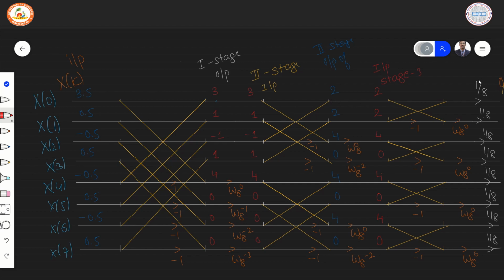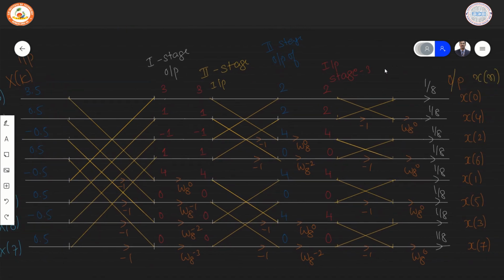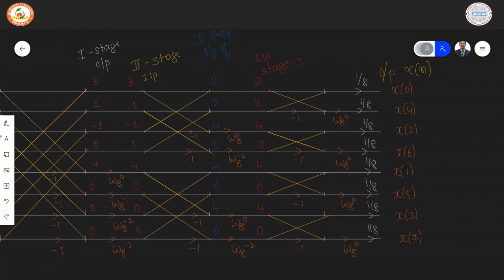Now we have to determine the output. The output of this particular stage is calculated as, once again, the sum and difference between the respective inputs. We can observe that for the inputs 2 and 2, the sum will be 4 and the difference will be 0. Likewise, for the respective pairs of inputs, we have to calculate the sum and difference. So the sum here is 4, difference is 0. The sum here is 4, the difference is 4. The sum is 4, difference is also 4. The sum being 4 and difference is 4.